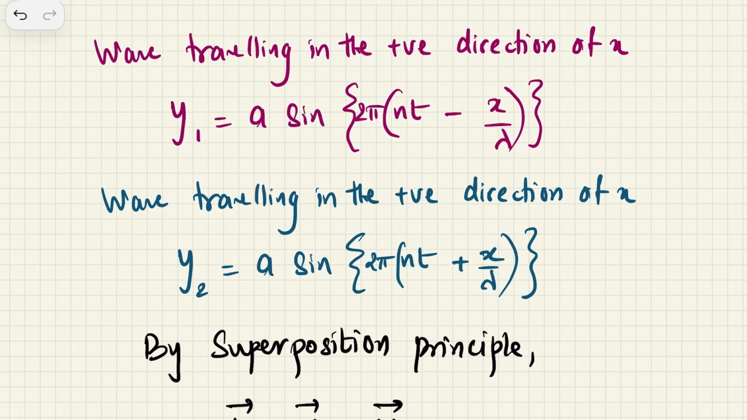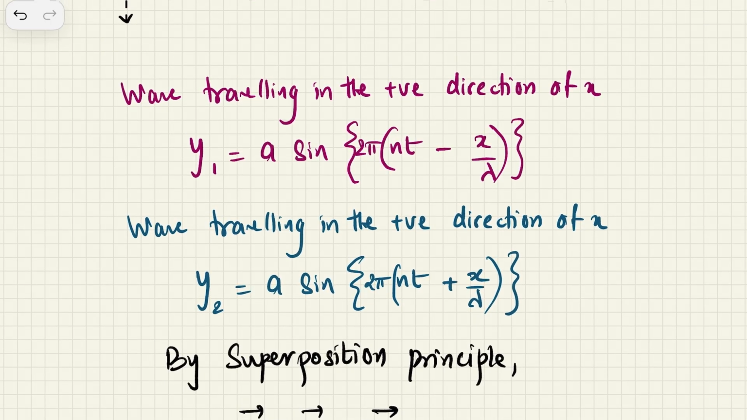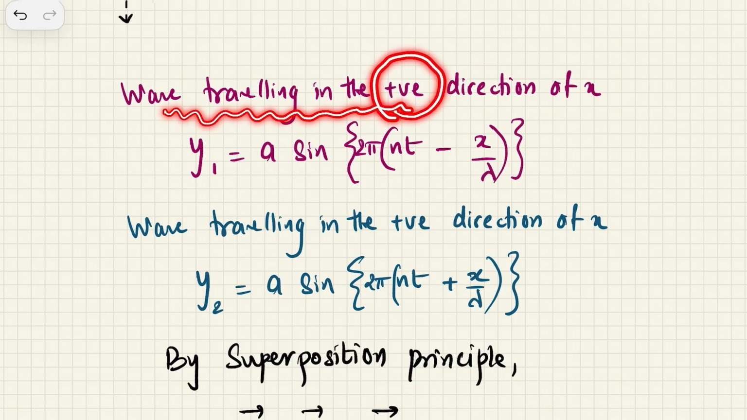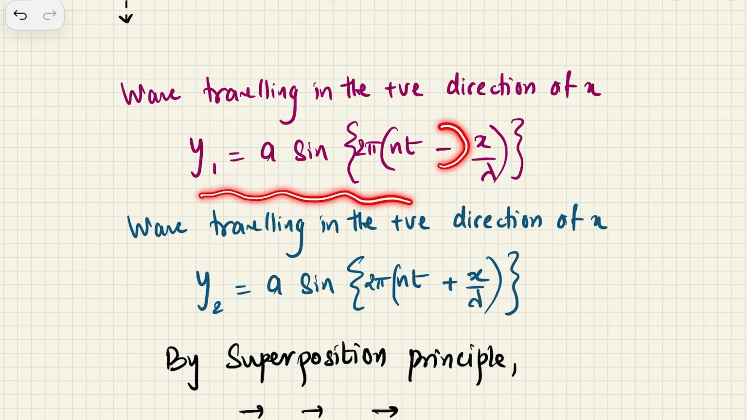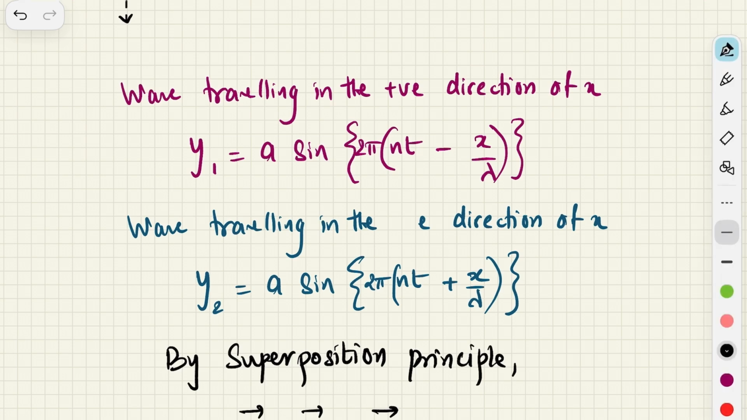Then in one of my previous videos we have also discussed the equation of a progressive wave. A wave which is traveling in the positive direction of x is given by this equation. Note the minus sign. And when a wave is traveling in the positive direction of x, oh, I just made a mistake, there should be a negative sign over here. So negative direction of x.